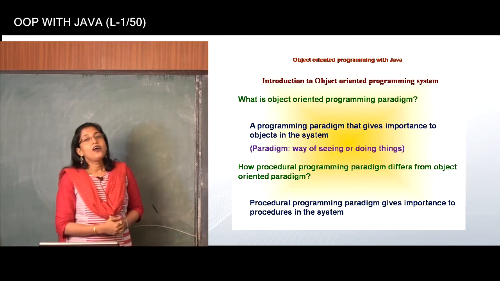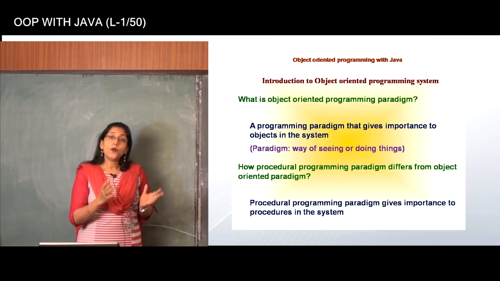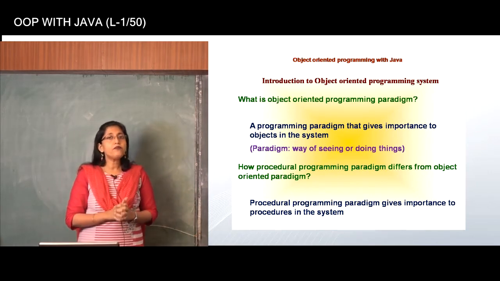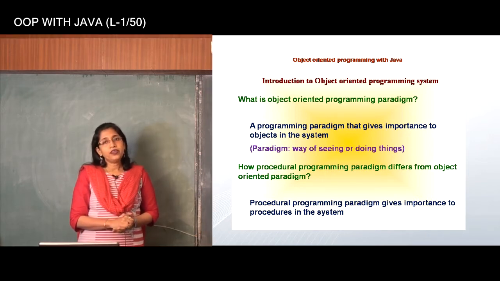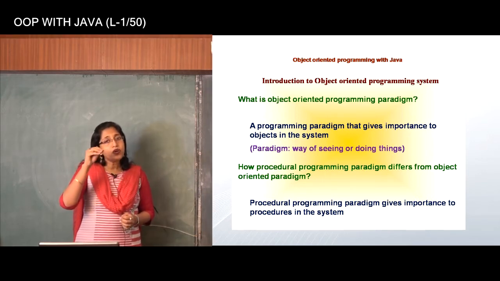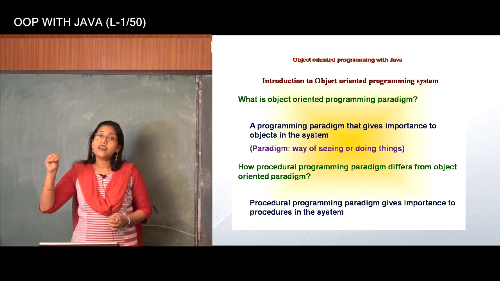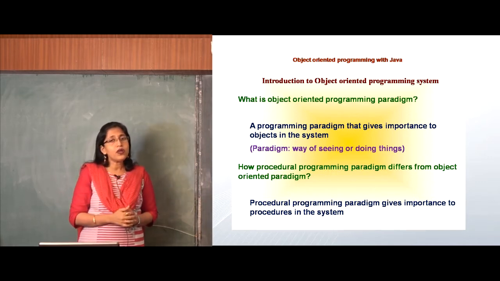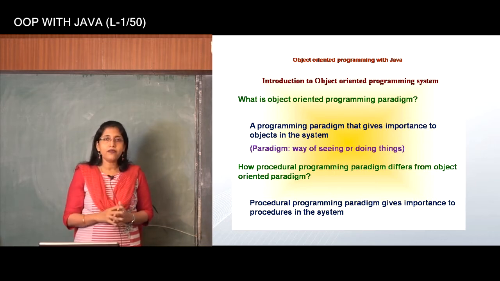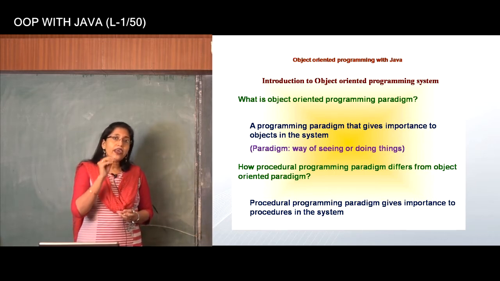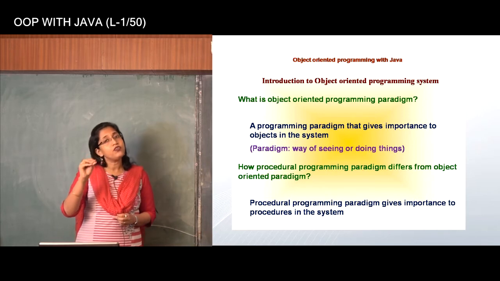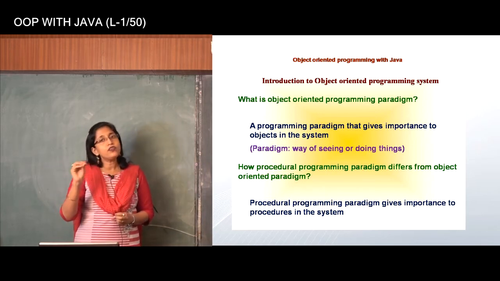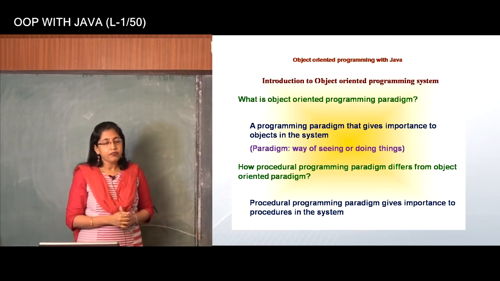Next, what is then object-oriented programming? In object-oriented programming, we have to give importance to important objects in the system. And in case of procedural programming, which is a very common programming paradigm, there we give importance to important procedures in the system. C is a very common procedural programming language.